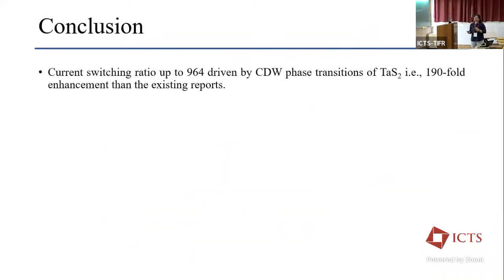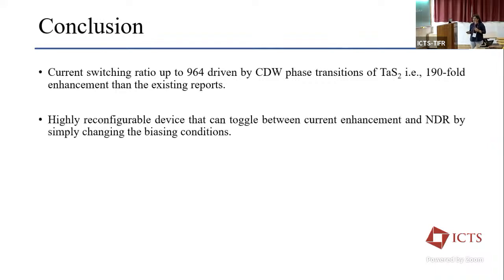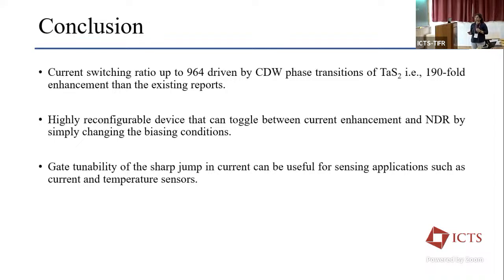So to conclude, we show here today a current switching ratio up to a factor of 964 driven by a CDW phase transition, which is almost 190 times higher than the existing reports. Also, we show a highly reconfigurable device that can easily toggle between the NDR as well as the current increment by simply changing the biasing conditions.